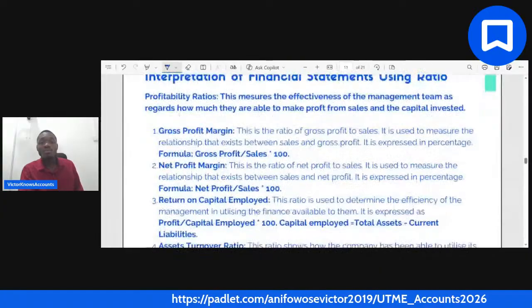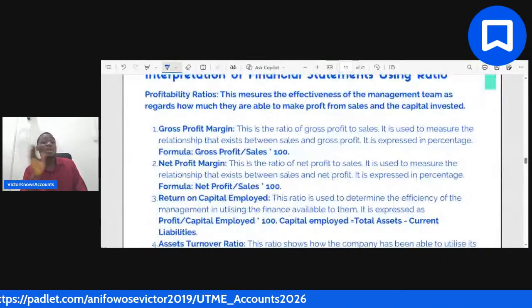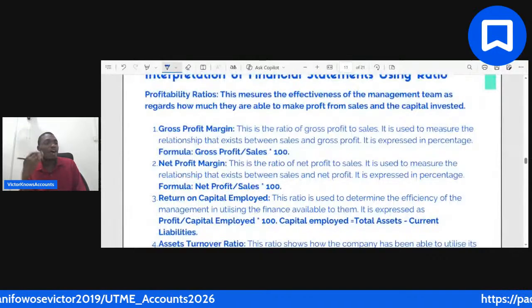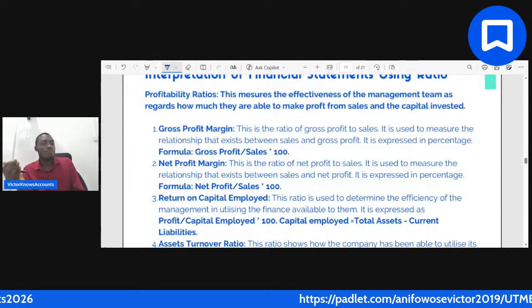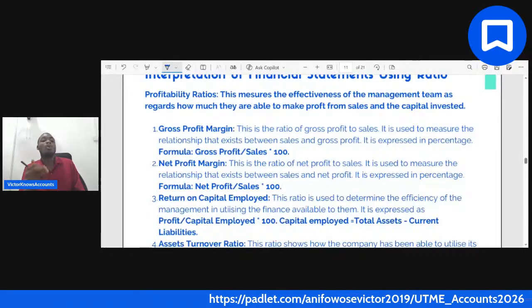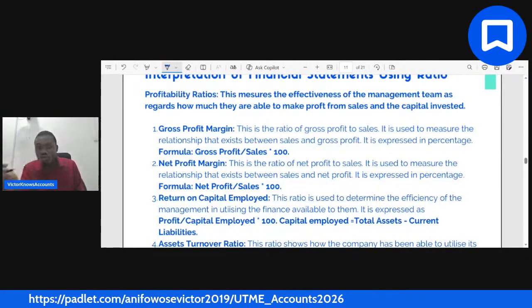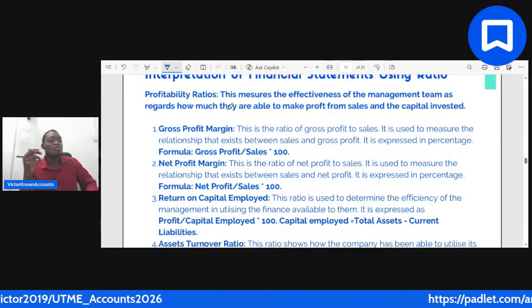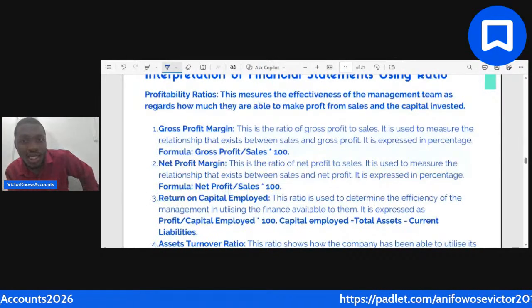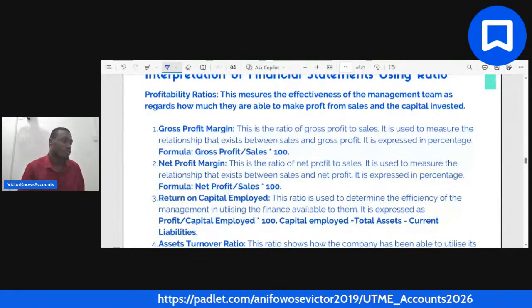Now, your profitability ratio measures the effectiveness of the management team. What you're actually doing here, profitability ratio, is how much profit are we making? How profitable are we? To know a company's performance, you want to look at the amount of profit that they have made. But you don't just want to look at the absolute value when they say they have made 1 million naira profit. You want to know how effectively they use their resources in order to make profit.